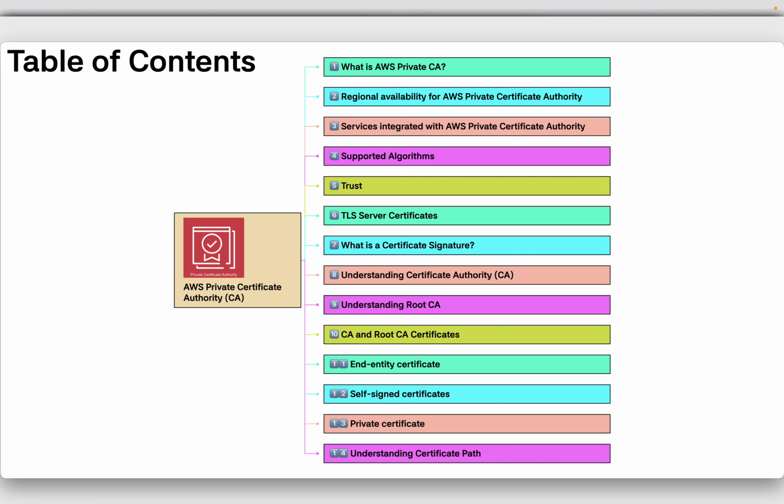So this lecture will contain all these topics. What is AWS Private CA? Regional availability for AWS Private Certificate Authority. Services integrated with AWS Private Certificate Authority. Supported algorithms. Trust. TLS server certificates. What is a certificate signature? Understanding certificate authority. Understanding root CA. CA and root CA certificates. And entity certificate, self-signed certificates, private certificate, and understanding certificate path.